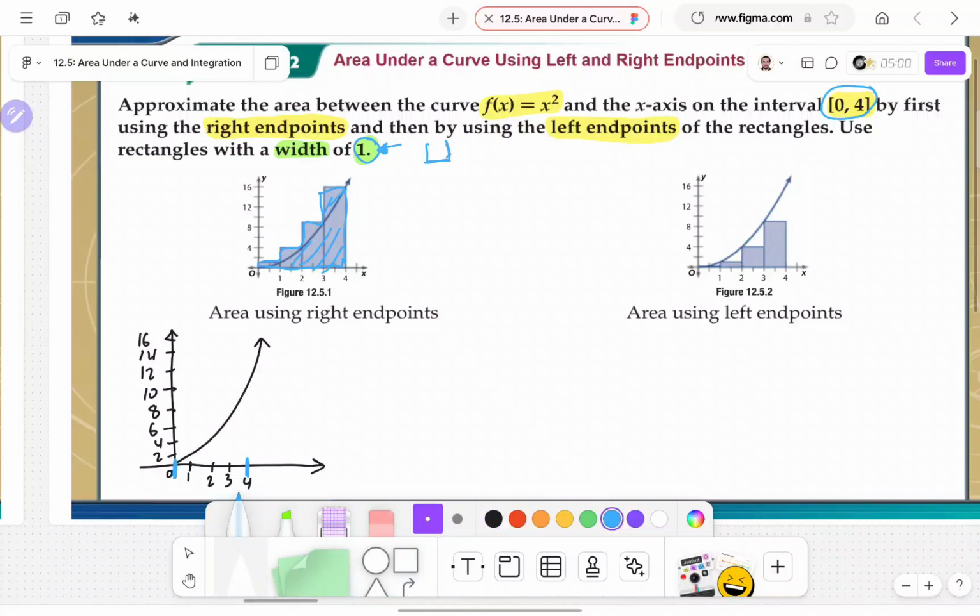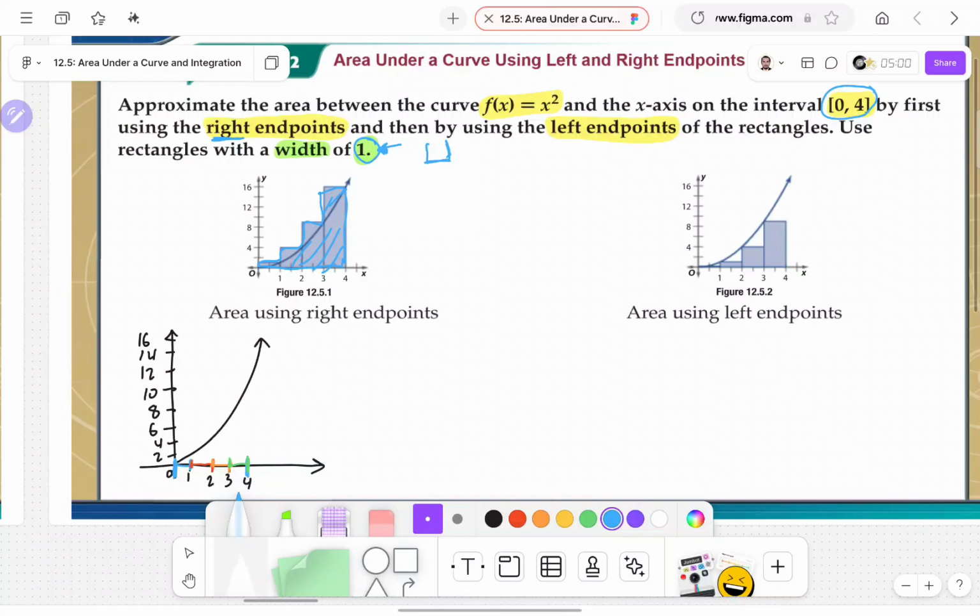So for example, this is the first rectangle from 0 to 1. This is the second rectangle from 1 to 2. This is the third rectangle from 2 to 3. This is the fourth rectangle from 3 to 4. So I have 4 rectangles. Now you need to decide: are you going to do right endpoint or left endpoint? I'm going to do right endpoint.